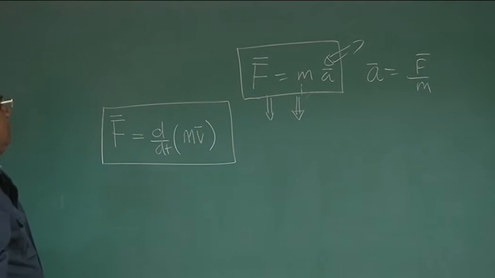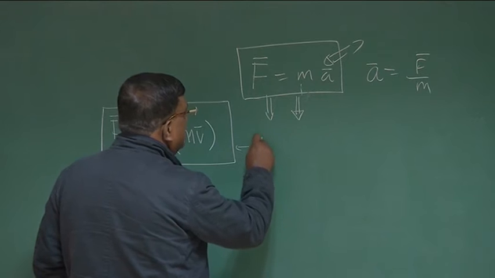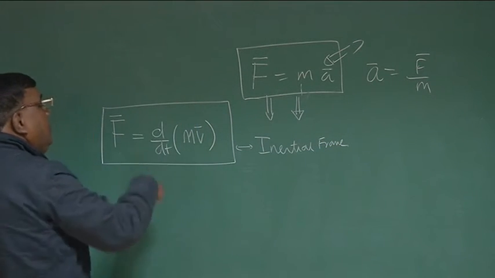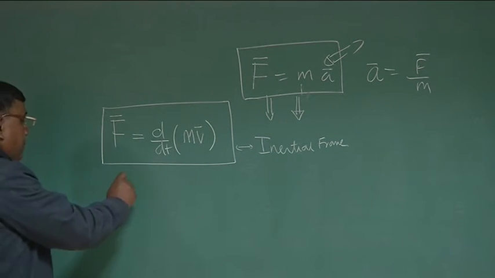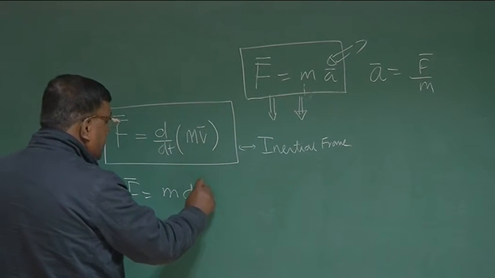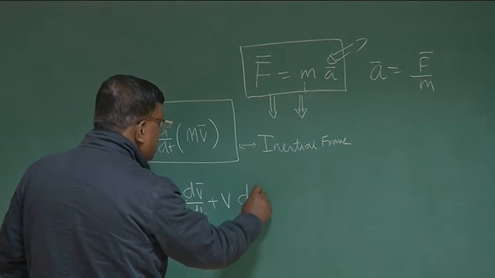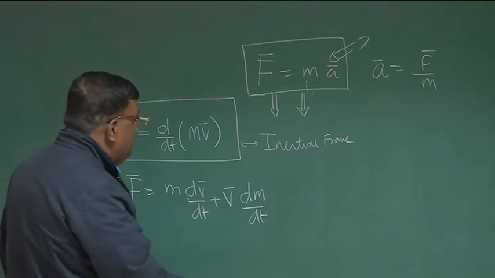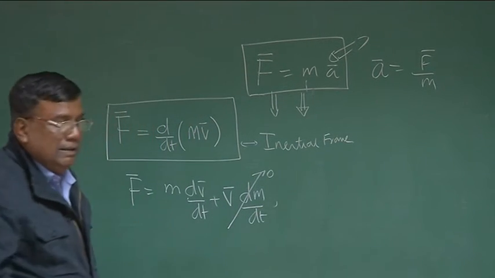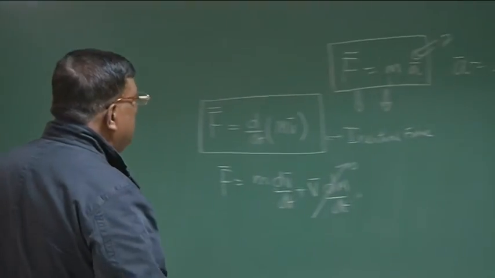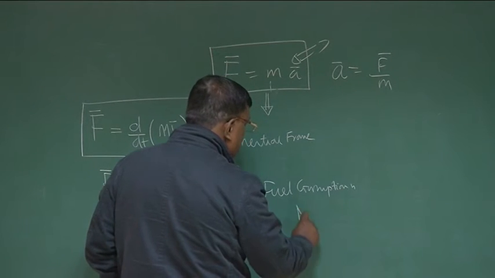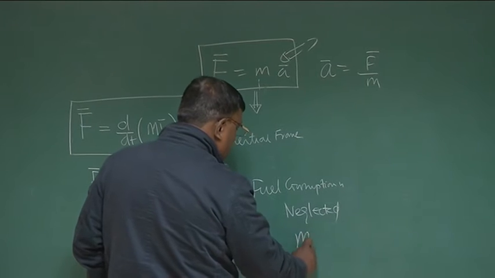Now if I take a closer look, as far as Newton's laws of motion are concerned, this should be with reference to an inertial frame. That is, whatever derivative you are taking, that should be with respect to an inertial frame. Now if I expand this, what do I get? I get m dv by dt plus v dm by dt. So in most of the cases we are dealing with, we'll assume this part to be 0. That is, there is no change in the mass during the operation, although we understand that fuel consumption will be there. But we'll assume that fuel consumption is neglected. And that is how we are writing m dot equal to 0.